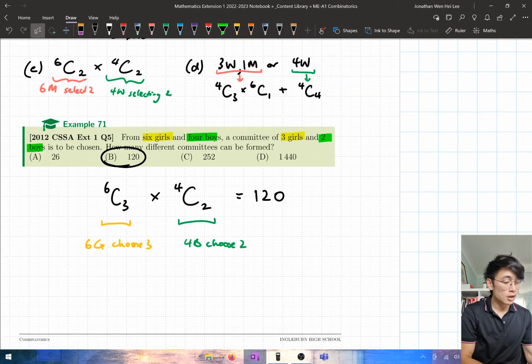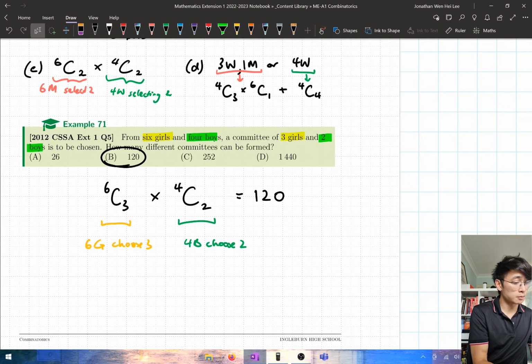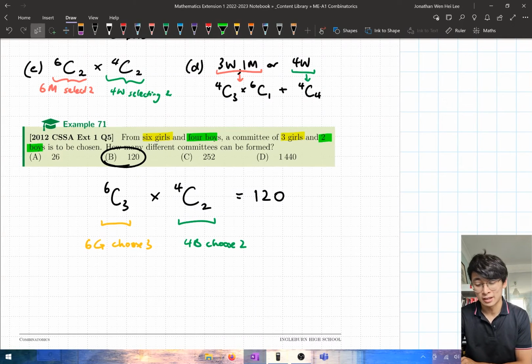Okay. Hopefully that makes sense. Over the page, I'm going to go through the next 2 pages and then we'll stop the video there.